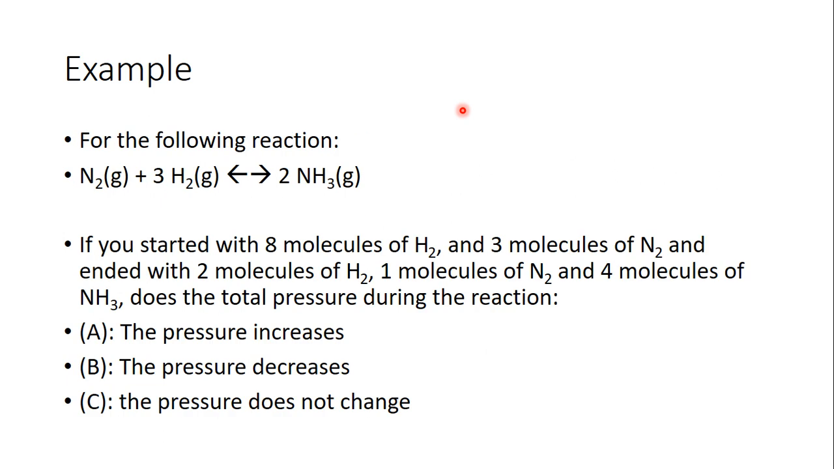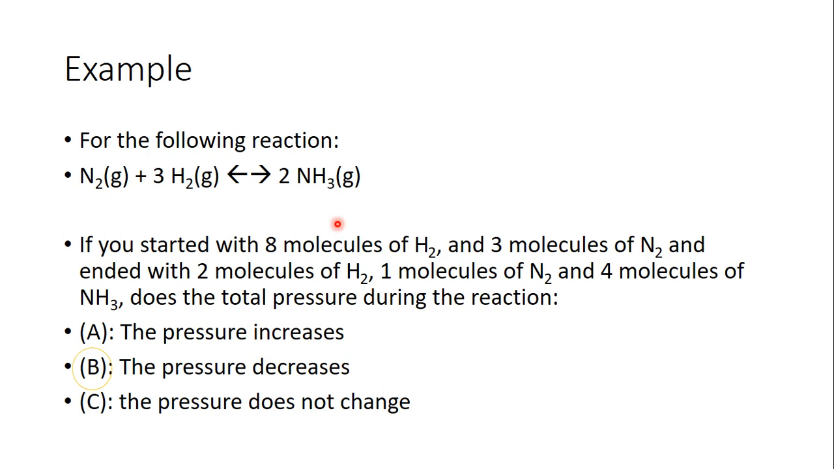All right, so here's one more question for you. So we have this reaction. Nitrogen plus hydrogen makes ammonia. So if you start with 8 moles of H2 and 3 moles of N2, and you end up with 2 moles of H2, 1 mole of N2, and 4 moles of NH3, what does the pressure do? Does it increase, decrease, or not change? So take a minute, try to figure that out. Come back when you have an answer.